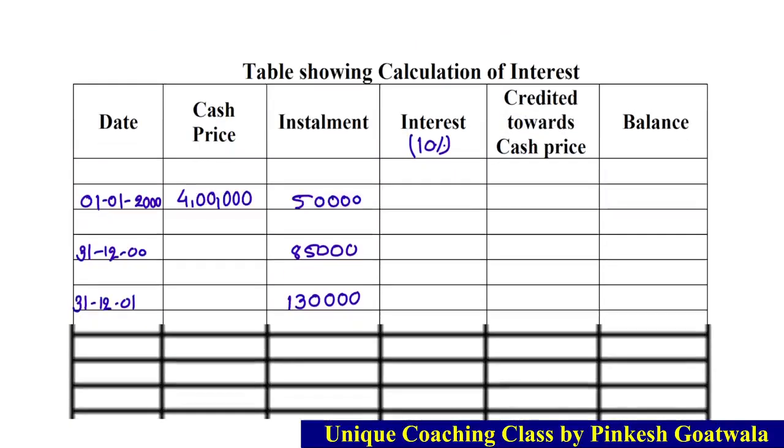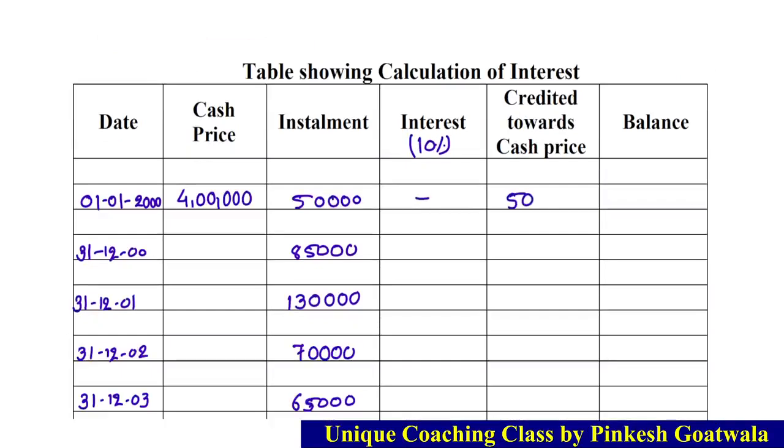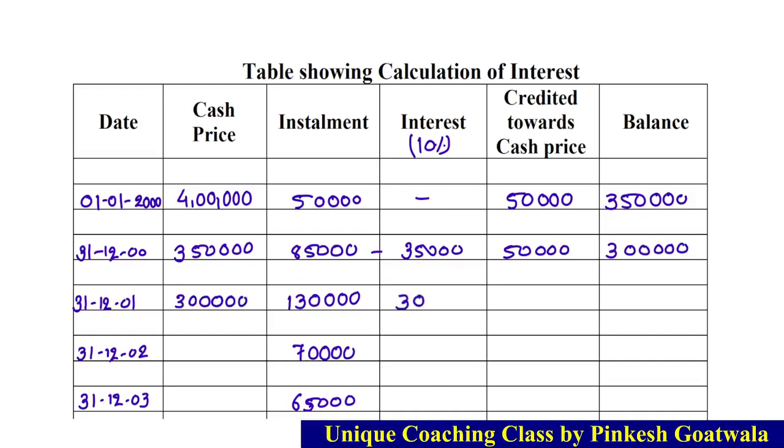10%. So here it will be dash. So 4 lakh minus 50, it will be 3,50,000. Here 10% of 3,50,000 is 35,000. 85 minus 35 is 50. 350 minus 50 is 3 lakh. 3 lakh comes next year. 3 lakh at 10% is 30,000. 130 minus 30, it will be 1 lakh. 3 lakh minus 1 lakh, it will be 2 lakh.